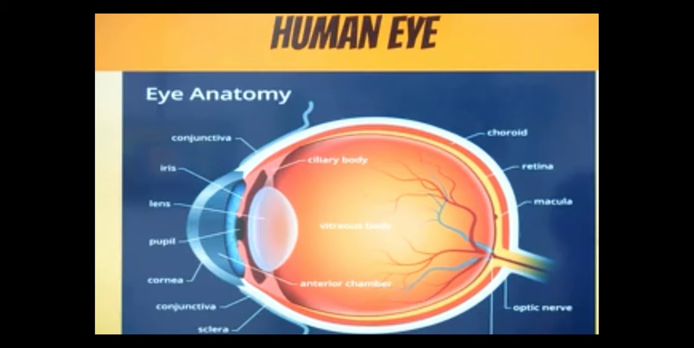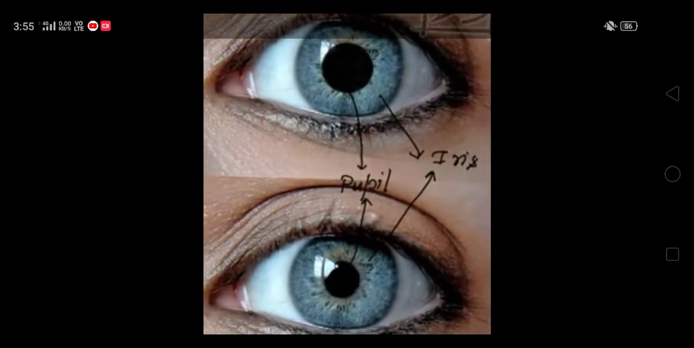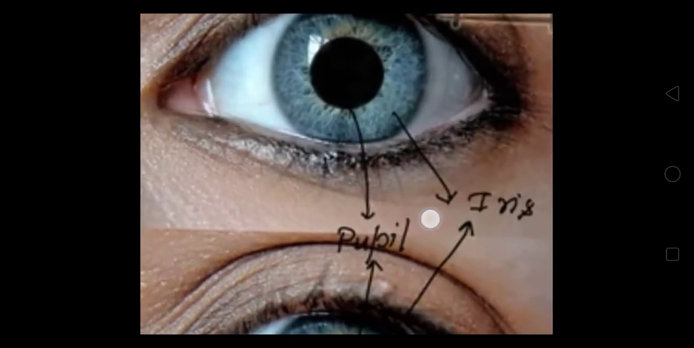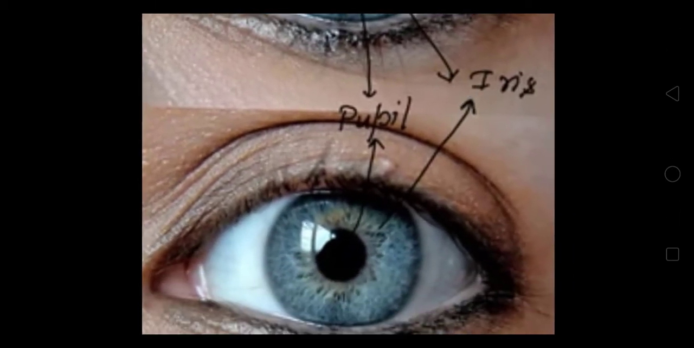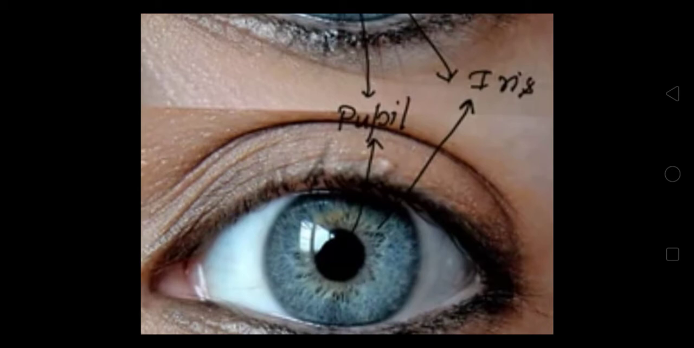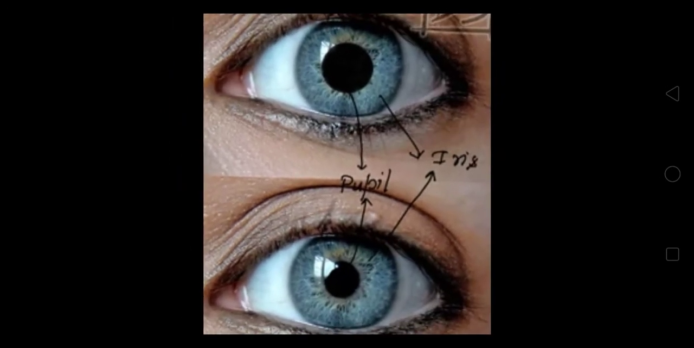The next one is the iris. Iris helps to contract and expand the pupil. As you see here, in eye position 1, the iris contracts and the pupil expands. The pupil expands to allow more light to enter into the eye. And in the second position, you see that the iris expands and the pupil contracts so that less light enters into the eye. So this is the function of the iris, to adjust the pupil.